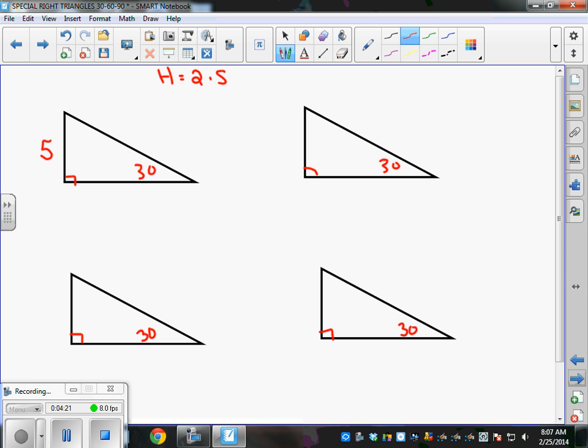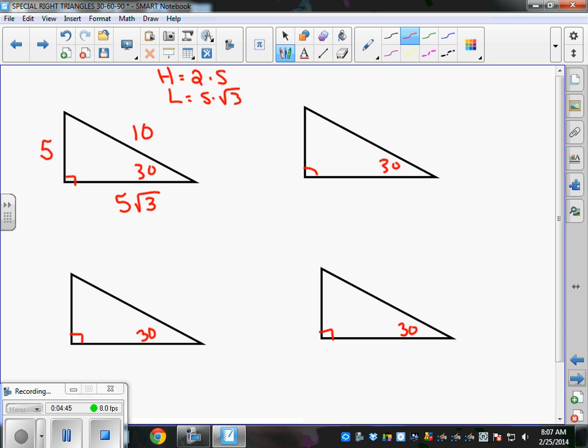So if the short side, and this is really important that you get, the short side is always across from the 30. It's always opposite of the 30. Then to get the hypotenuse, we would do 2 times the short side, so that makes that 10. To get the long side, I take the short side times the square root of 3. So if the short side is 5, the long side is 5 times the square root of 3.